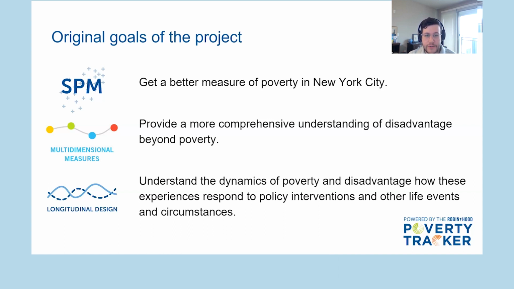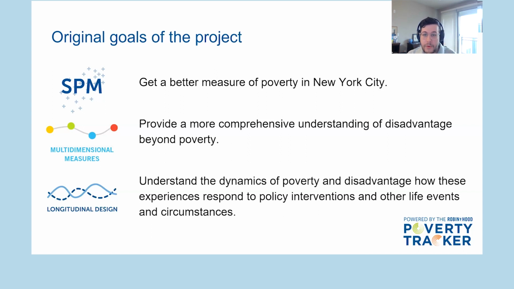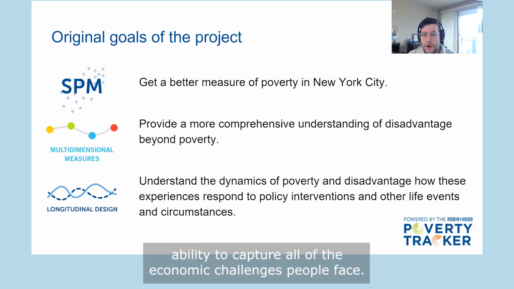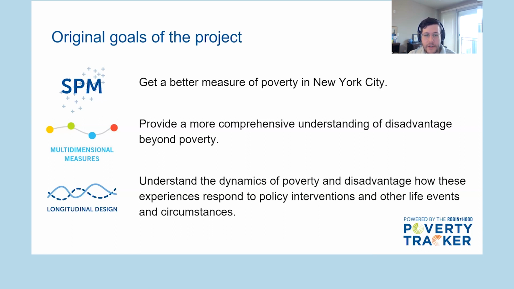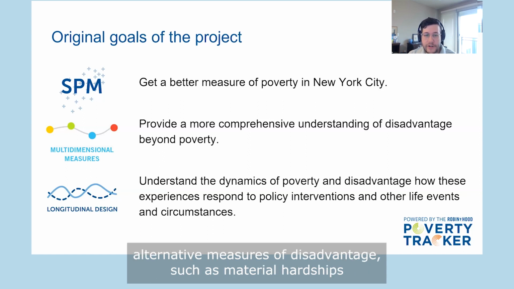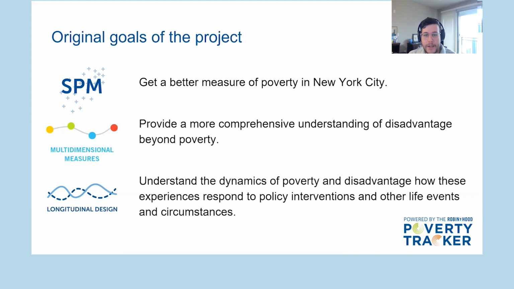representative of New Yorkers. While the SPM represents an improvement over the OPM, we know the poverty measure still faces limitations in its ability to capture all of the economic challenges that people face. For this reason, another goal of the project was to include alternative measures of disadvantage, such as material hardships and health disabilities, which you heard a little bit about before.